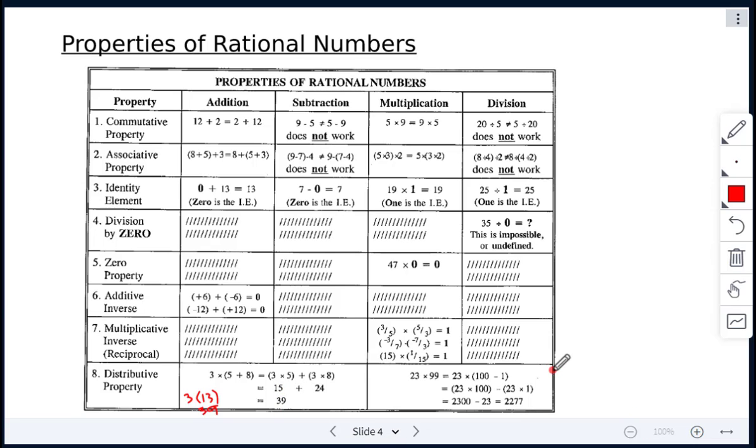This example here, we have 23 times 99. Using distributive property, we know that 100 minus 1 is 99, and it's easier to multiply 23 times 100. So 23 times 100, we know that is 2300, and then 23 times 1 is 23. Then you can subtract those two to give us 2,277.